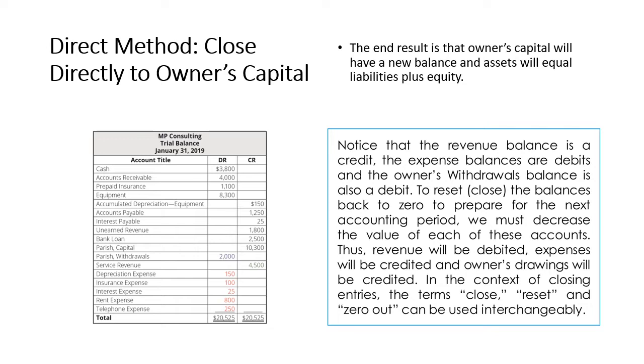So notice that the revenue balance is a credit, the expense balance is a debit, and the owner's withdrawal balance is a debit. To reset or close the balances back to zero, to prepare for the next accounting period, we must decrease the value of each of these accounts. So revenue will always be debited, expenses will always be credited, and our withdrawals will also be credited. In the context of closing entries, the terms close, reset, and zeroed out can be used interchangeably.